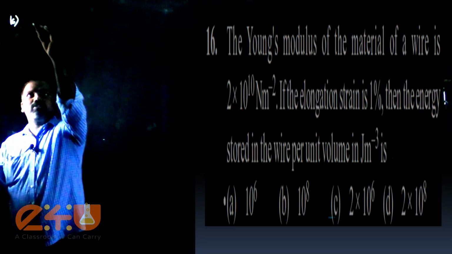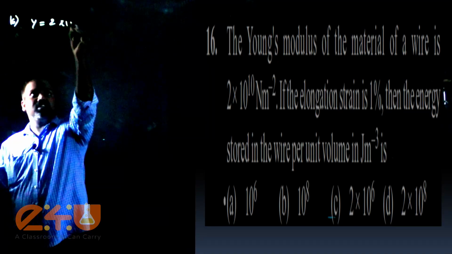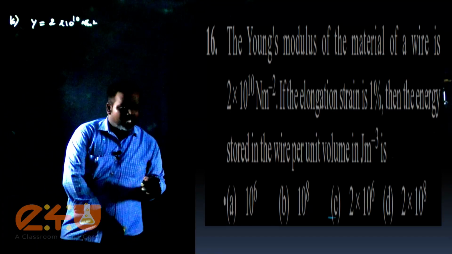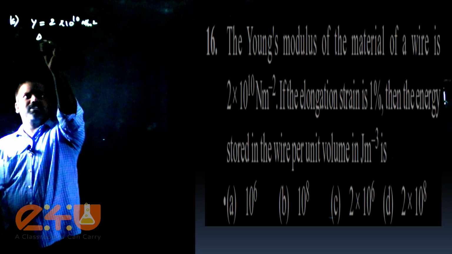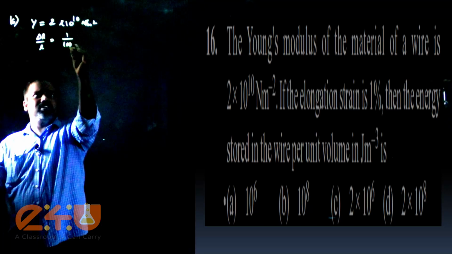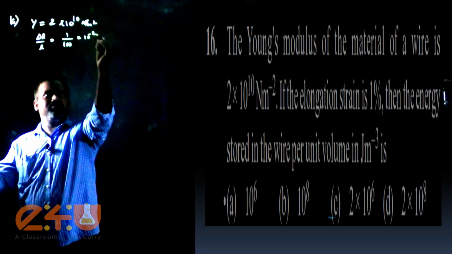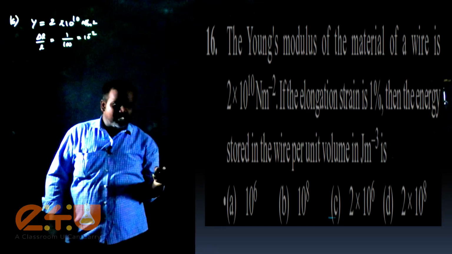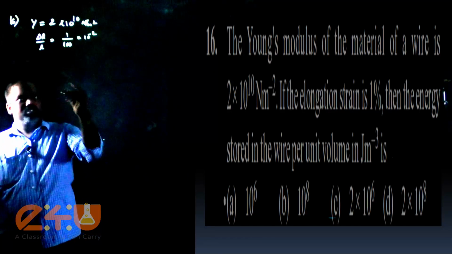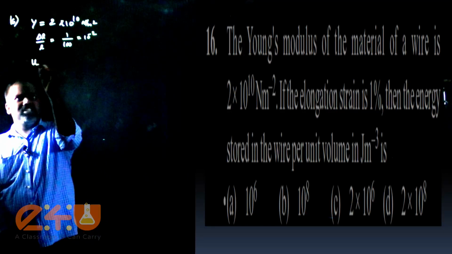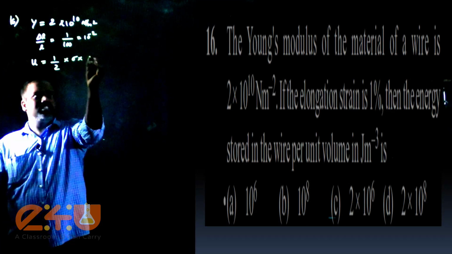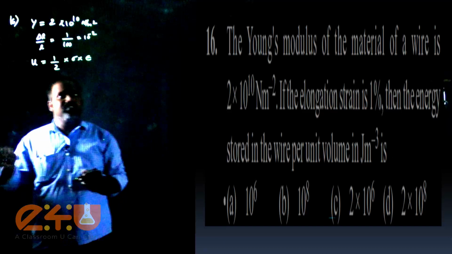Young's modulus Y is given as 2 into 10 to the power of 10 Newton per meter square. Next, the strain, delta L by L, is given as 1%. 1% is nothing but 1 by 100, that is equal to 10 to the power of minus 2. And we need the energy stored in the wire per unit volume in joule per meter cube. Energy per unit volume is nothing but energy density, that is equal to, we know, half into stress into strain. So this is the data given to us.